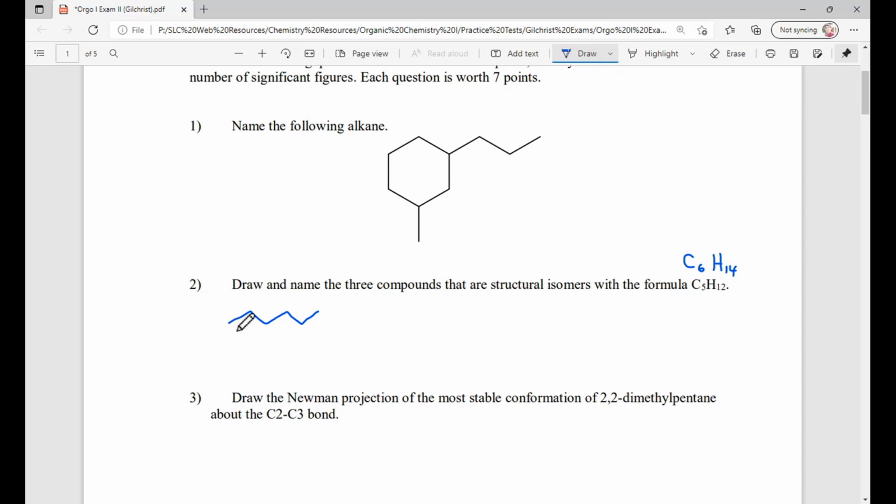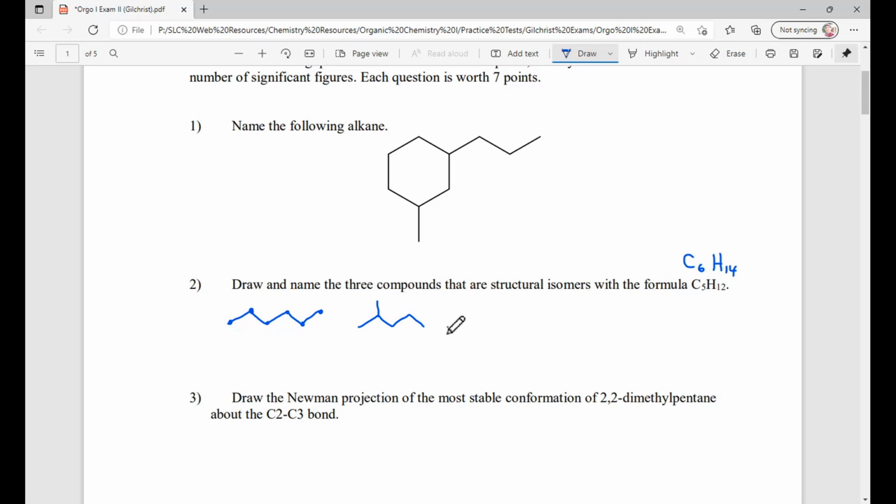This is just a line structure. I'm doing that to save time. But each one of these ends and each one of these corners represents a carbon. The next thing is, I obviously can't rearrange this in any way where I keep a 6-carbon chain but move groups around. So then I go to my next longest one, which would be a 5-carbon chain. 1, 2, 3, 4, 5. Now at this point, I have one more carbon that I can use to put a branch on somewhere. And I have a couple different positions that I can choose. I could put the branch here, and that would give me 2-methylpentane.